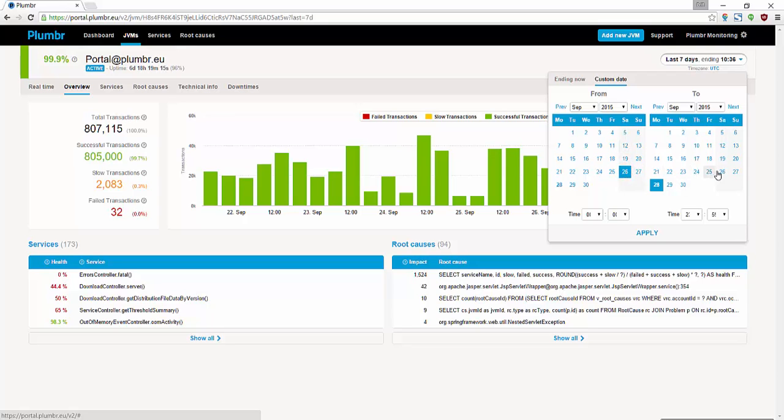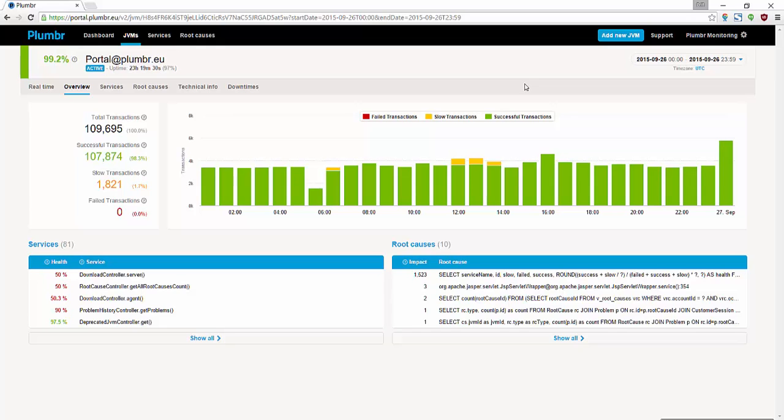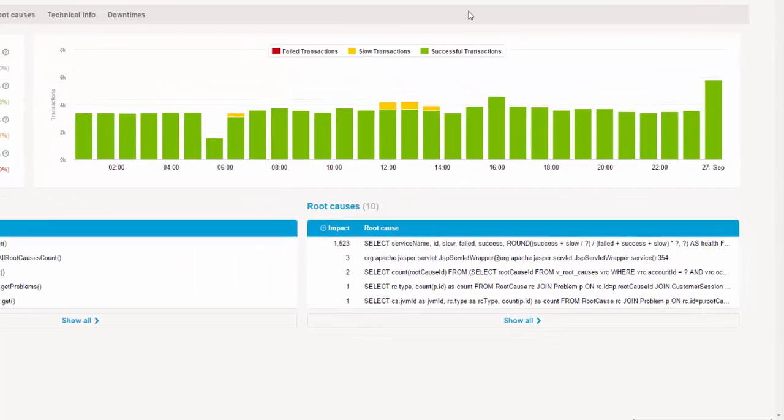Let's zoom into September 26. We can see that some user transactions were affected at around 12 p.m. that day. Usually, when I see stats like these, my first two questions are which parts of my application did not perform and were the errors random or caused by a single root cause. The answer to the latter question actually stares us right back in the eye.